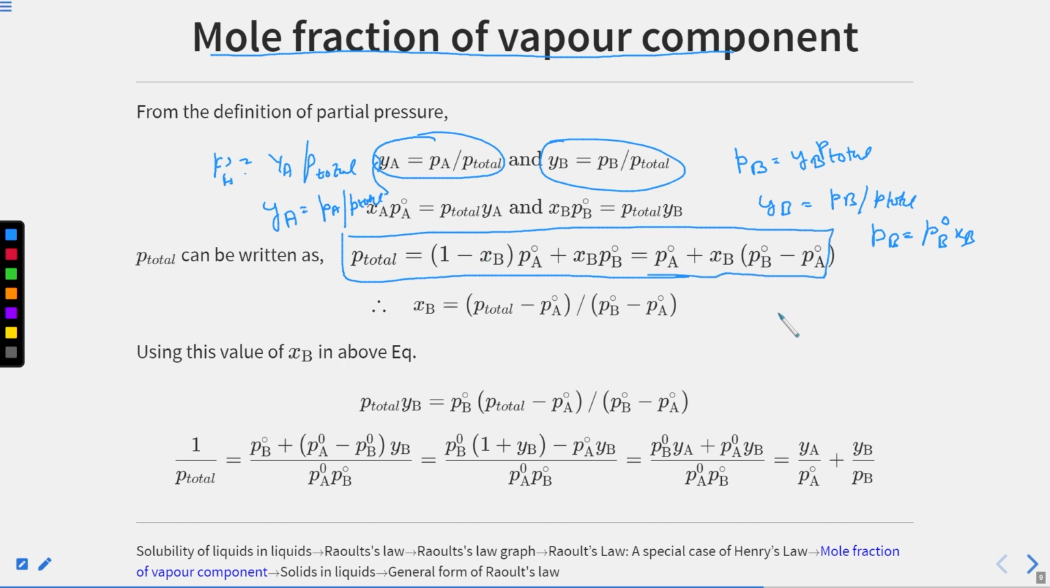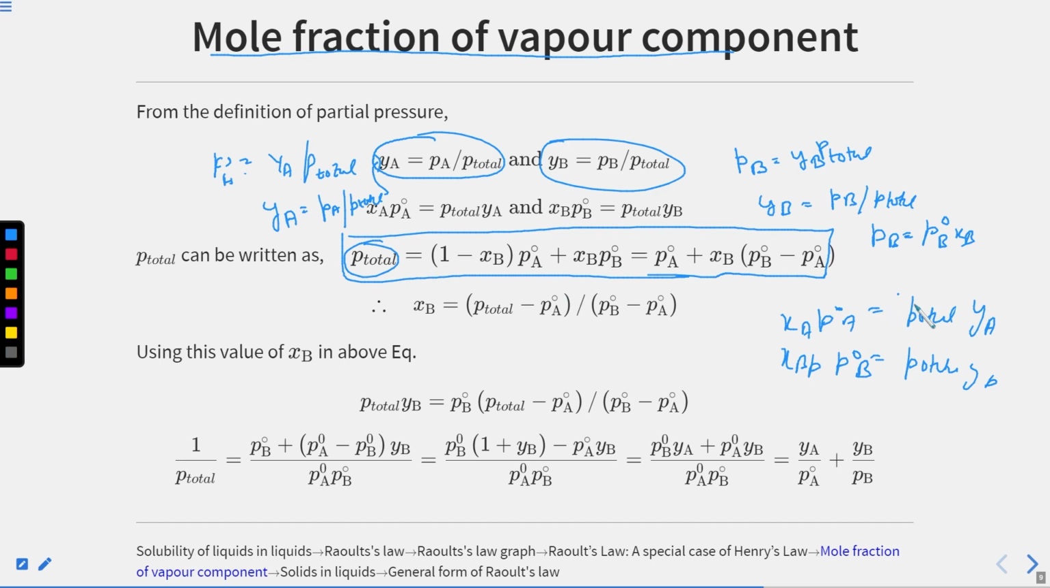We will write it like this, and here also. P total YA and P total YB. So we have written this same thing here. Now we have two conditions, sorry, two formulas. So if you want to write P total, how will you write?